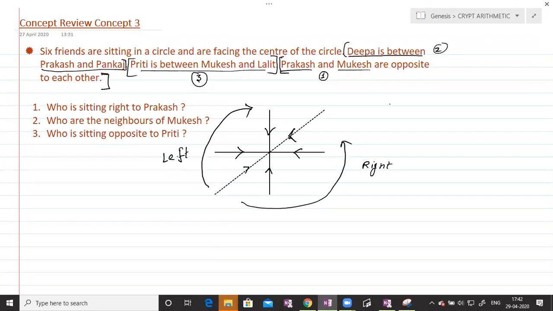Now, the first statement, I should block this one. Prakash and Mukesh are opposite. First block it. Prakash and Mukesh. Anywhere. Let's say Prakash, I'm blocking here. Block the slot of Prakash and Mukesh. Prakash is here. It means Mukesh must be here.